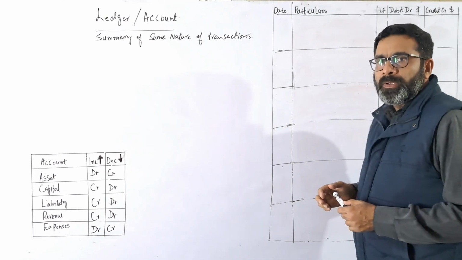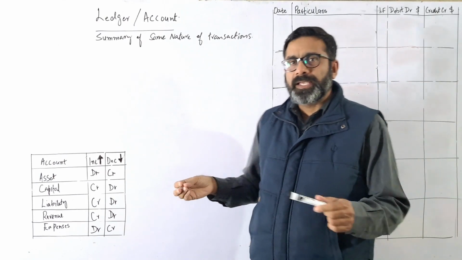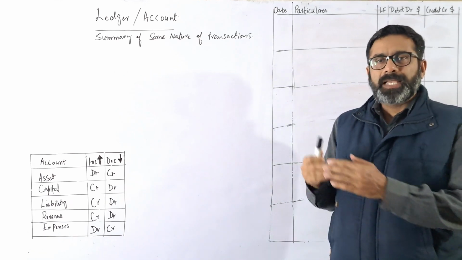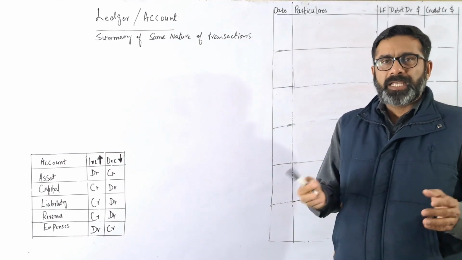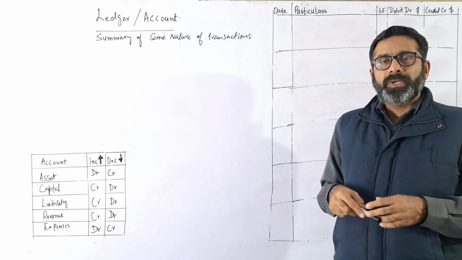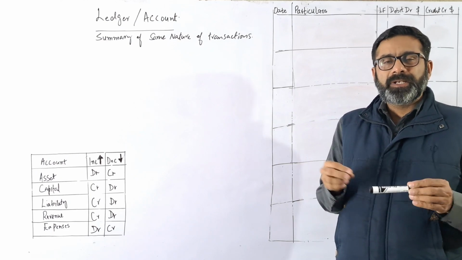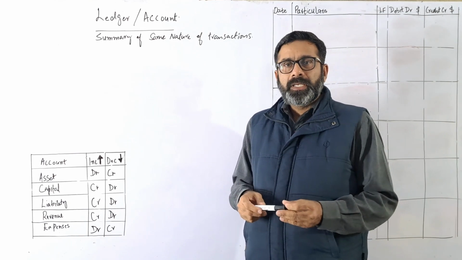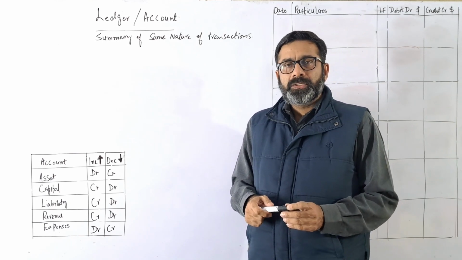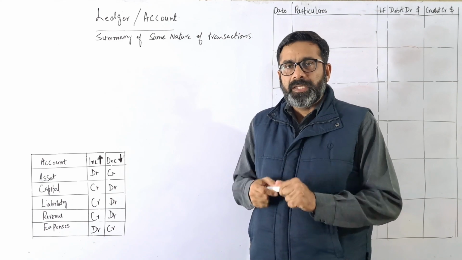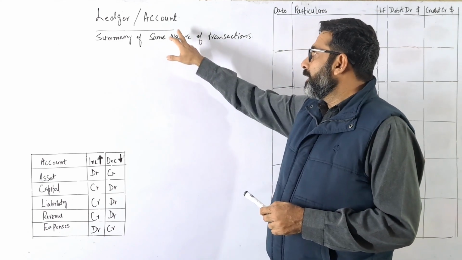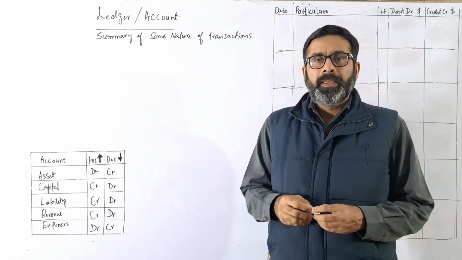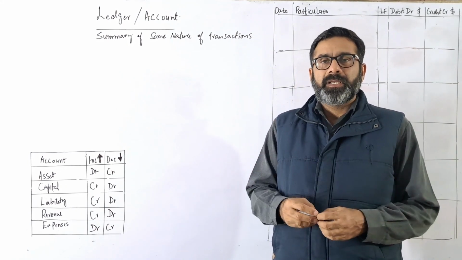same nature of transactions. For example, if the cash transactions are there in some of the entries, the cash will be debit, and in some of the transactions cash will be credit. So we want to know at the end of the month, or the end of the day, or even at the end of the financial period, how much cash is available. So for that purpose we need the account or the ledger. So the ledger is the summary of the same nature of transactions.